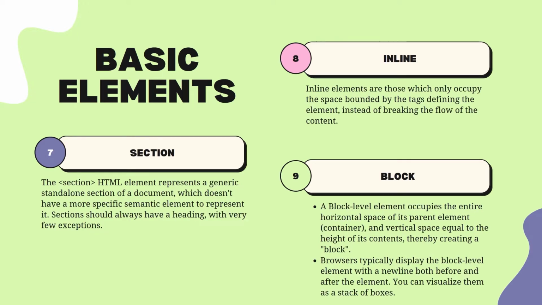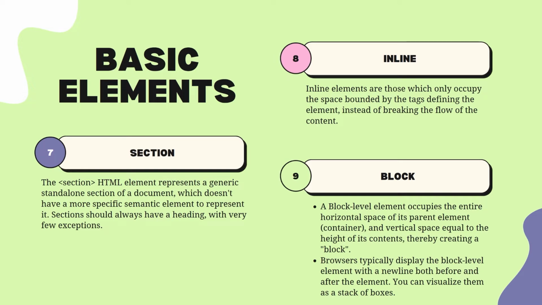The next thing you need to know about is the section element, which represents a generic standalone part of a document that doesn't have a more specific semantic element to represent it. And then the last 2 things that you need to know about are not actually specific elements, but types of elements, and they are inline and block.